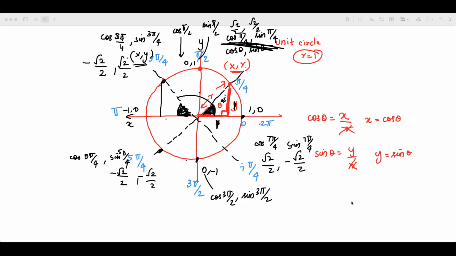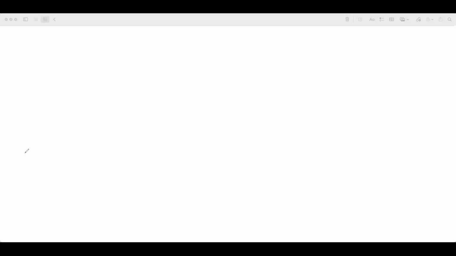Okay. So now, if you have understood it, let's see. Would you be able to tell me what is cos 3 pi by 4? What is sin 5 pi by 4? Send it in chat.